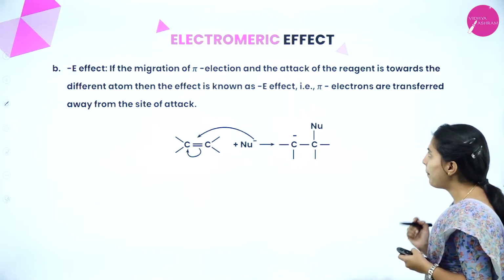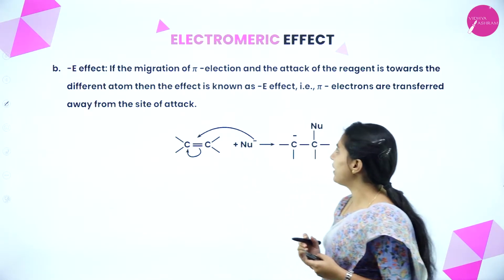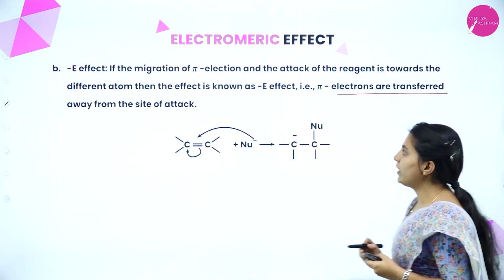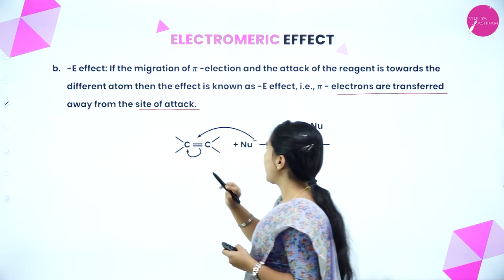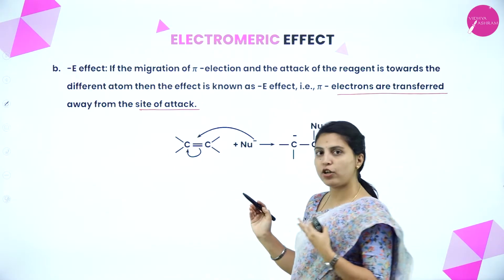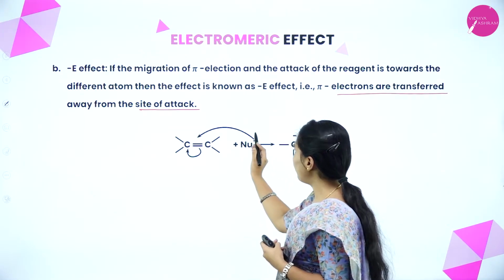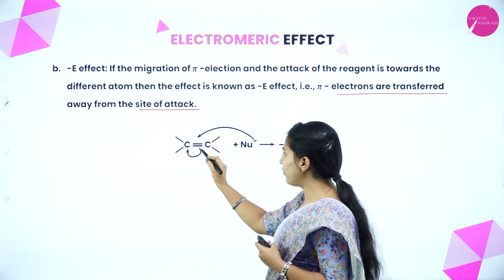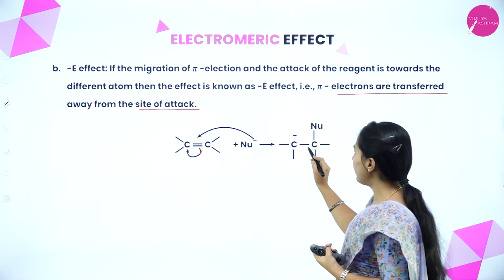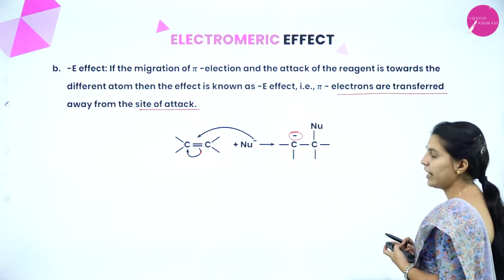If the migration of pi electrons and the attack of the reagent are towards different atoms, then the effect is known as the minus E effect. That is, pi electrons are transferred away from the site of attack. Here the reagent is a nucleophile; in the other case it will be an electrophile. Nucleophile means electron rich, and it will be donating towards the unsaturated system. See, the nucleophile is donating here, and from here it is donating to the carbon, right? So attacking will be there, and here the minus E effect will be seen in this electromeric effect.